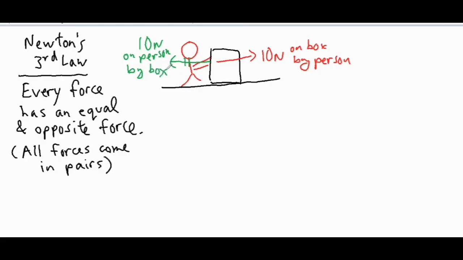Okay, now a common thing that people may ask is, well, if every force has an equal and opposite force, and if you have 10 newtons going to the right and then 10 newtons going to the left, why aren't they canceling each other out? That's because they're on different objects.